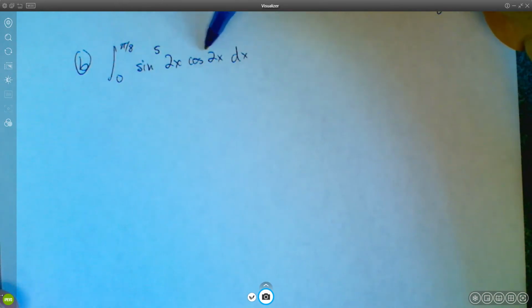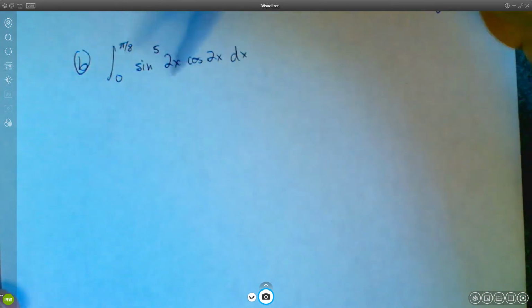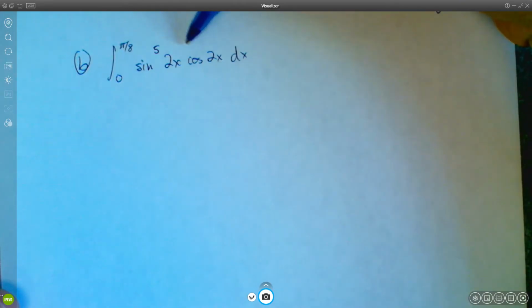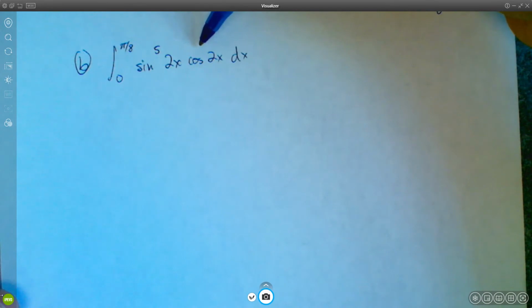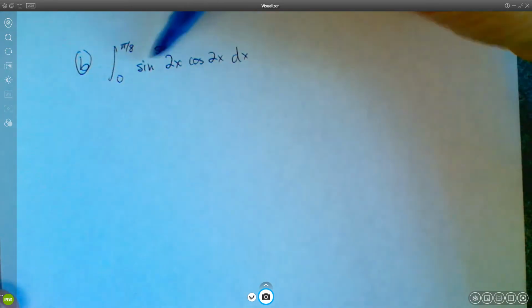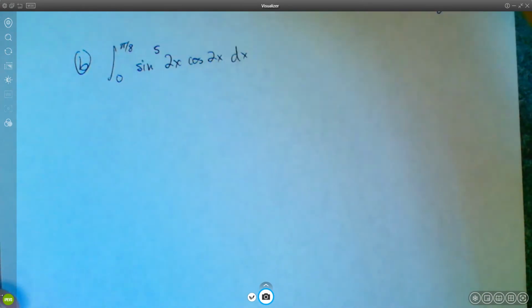The derivative of cosine is negative sine, so I can make this a negative sign and then just put a negative sign out here. However, I'm not sure how much good that's going to do me. That'll only take care of sine to the 1st power. I would still have sine to the 4th power left over, right? So it's not really going to do me any good. I'd rather go the other way around. Let u be sine 2x.